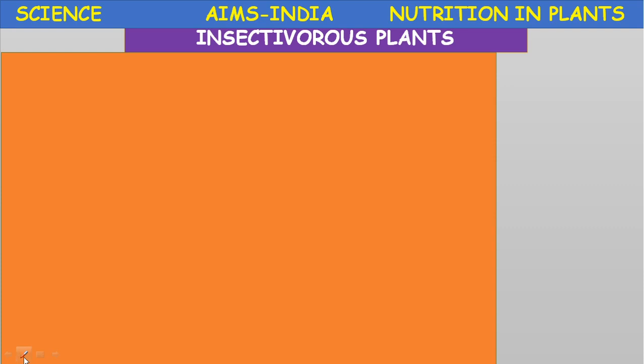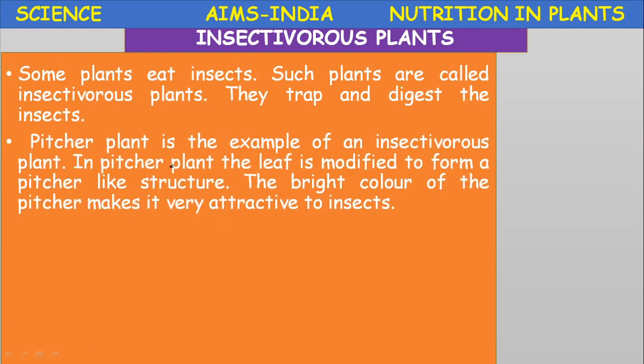Okay, let us proceed. Insectivorous plants, the name itself is indicating insectivorous, means the plants which feed on insects. Some plants eat insects, so such plants are called insectivorous plants. They trap and digest the insects. Pitcher plant is the example of an insectivorous plant.